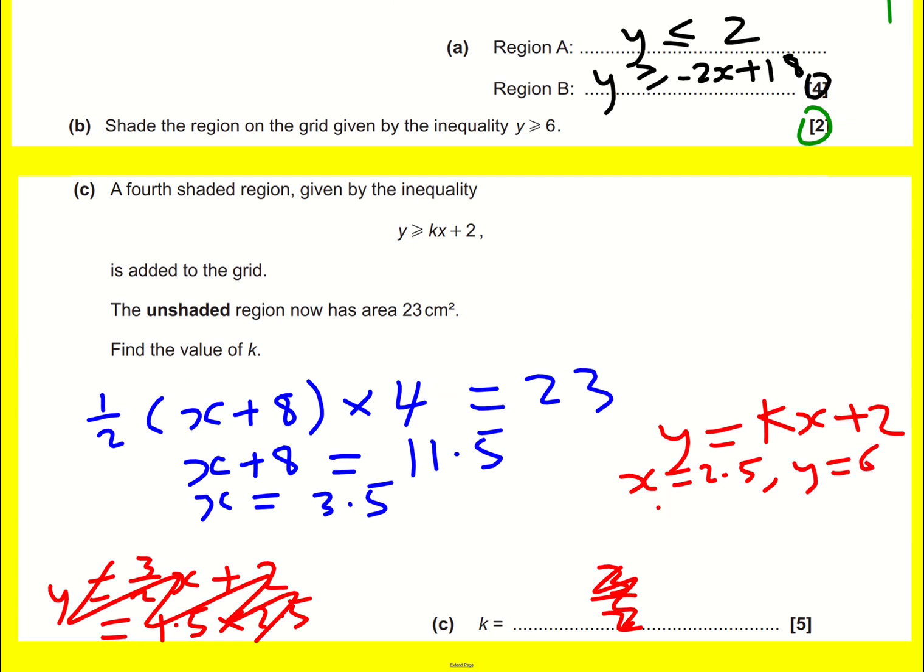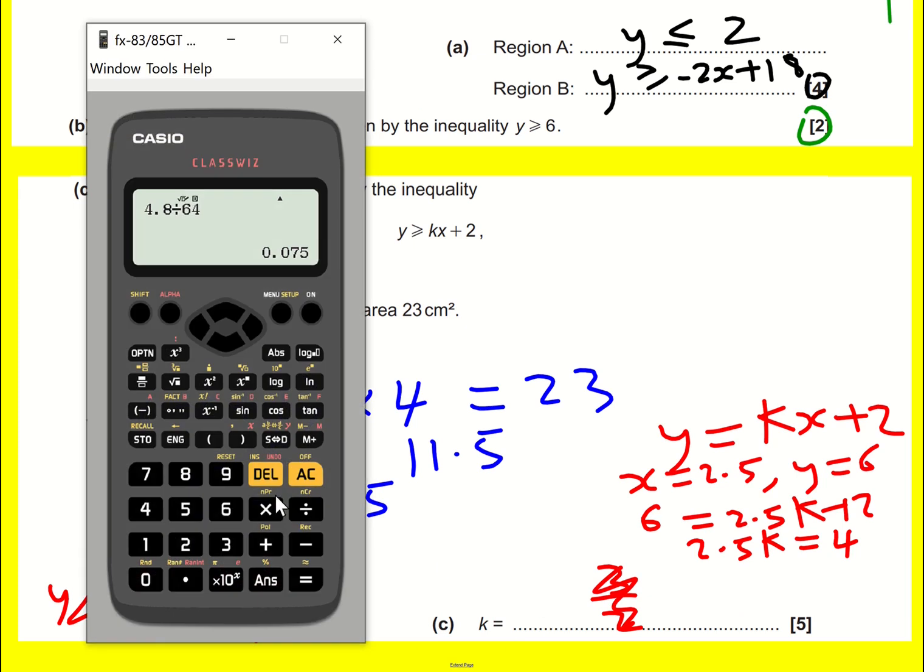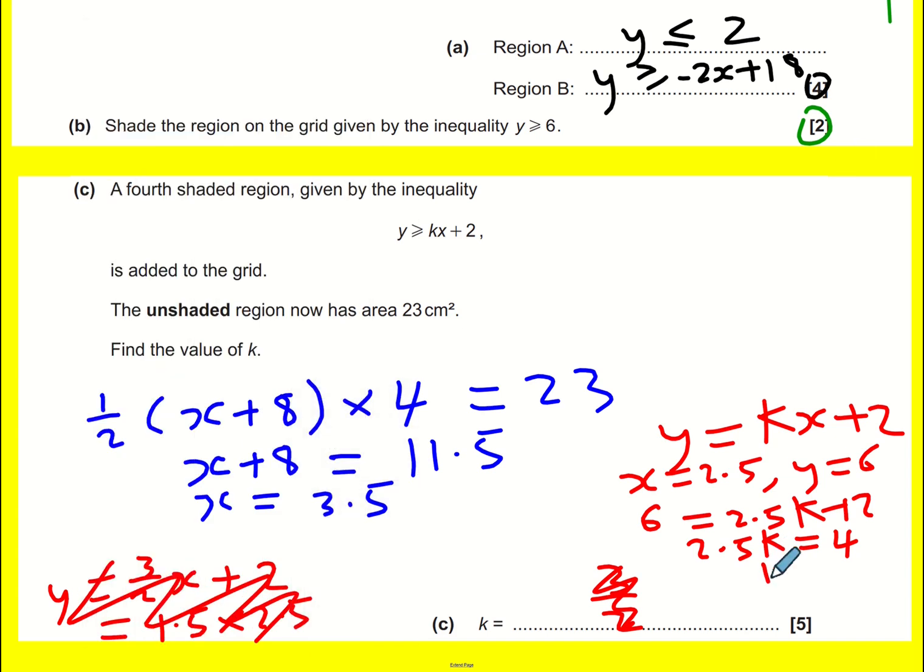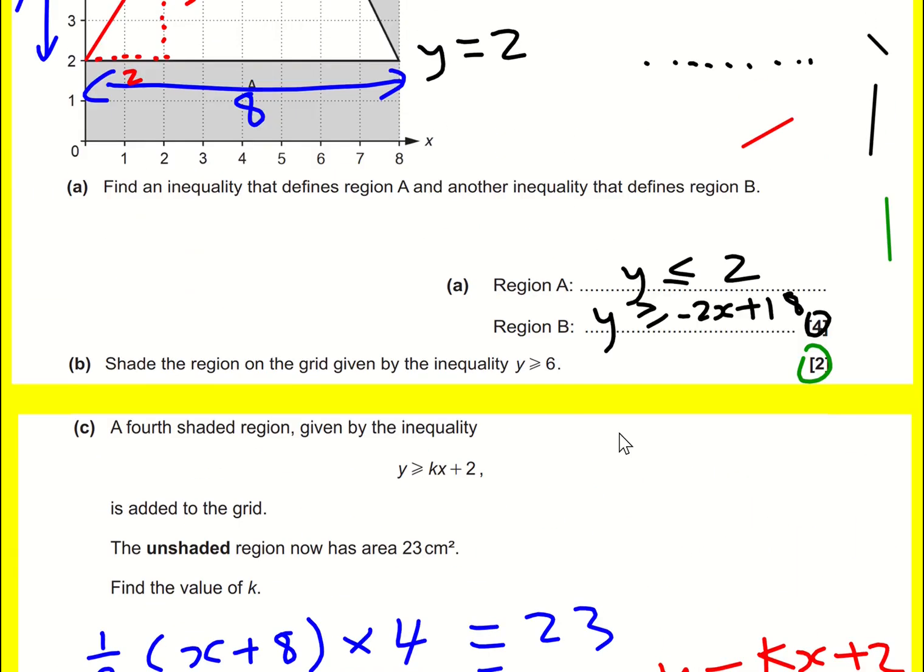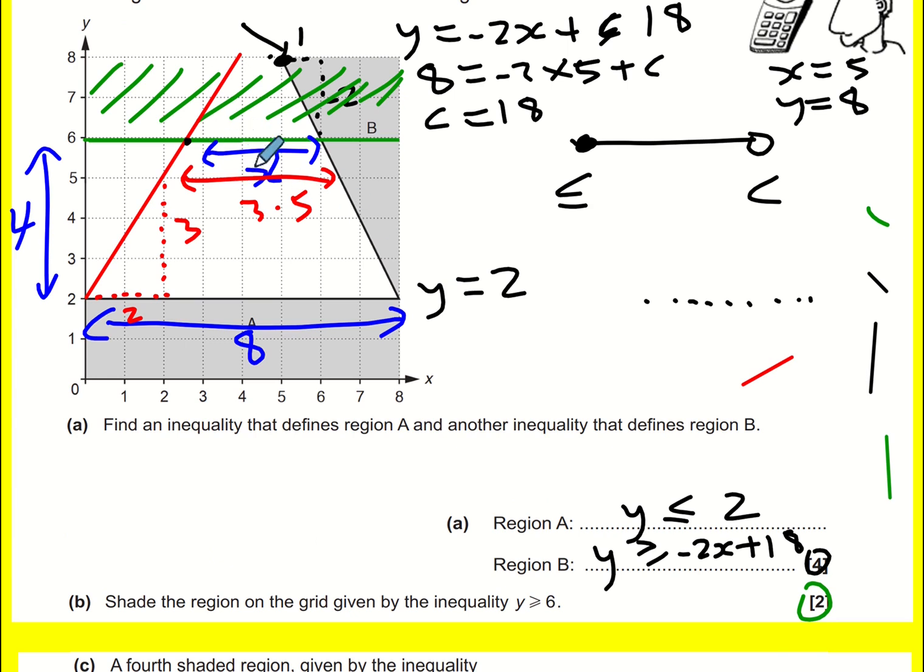I can substitute that in. 6 is equal to 2.5k plus 2. That means 2.5k is equal to 4 if I subtract 2 from both sides. Yeah, this is better. We can do 4 divided by 2.5. Actually, that gives us 1.6. So you see where I was coming from with that 1.5. K is equal to 1.6. But this definitely works now because it matches my equation.